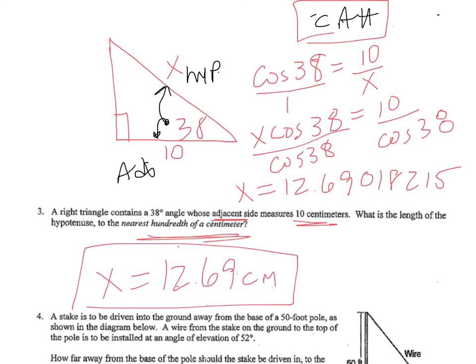Now this question is slightly different because we have two steps here. Once I cross multiply, I then have to divide by the cosine of 38. It's important that you treat this cosine of 38 as though it was an ugly decimal, and then you'll be able to solve correctly.